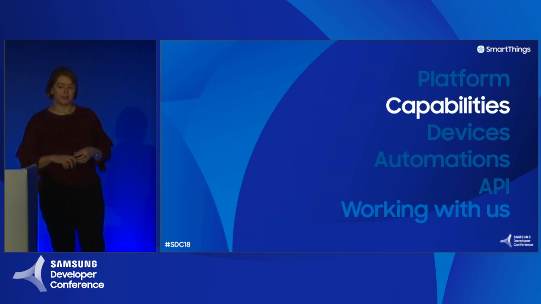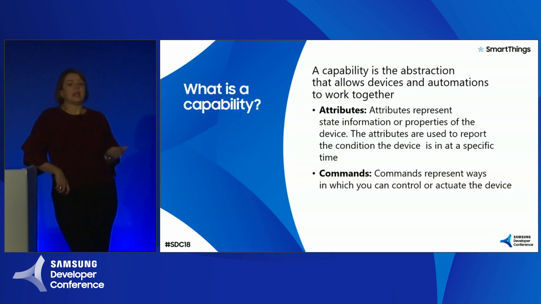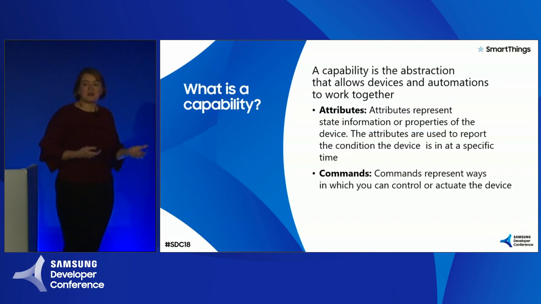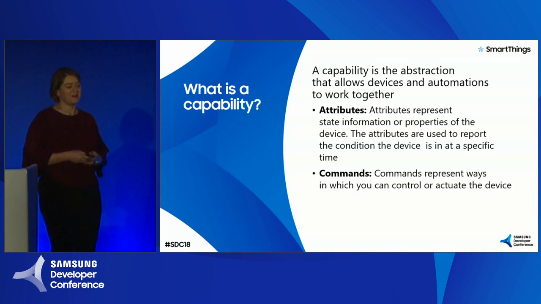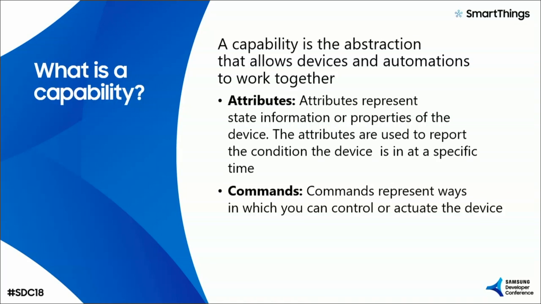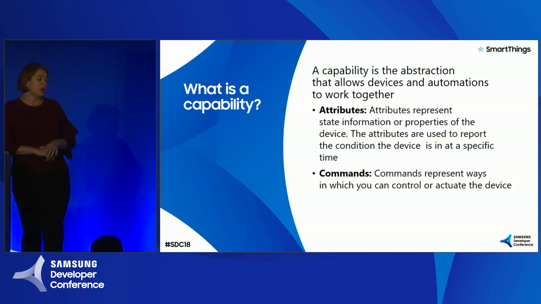So jumping into capabilities. We see capabilities as a really critical building block for how our systems work, right? At its core, the capability definition, because I think definitions are really important, is an abstraction or coalescence that allows devices and automations to work together. They are composed of two fundamental parts. One is the attributes that allow you to define the state that a device is in. And secondly is the command. So how do you control a particular device or actuate a particular device?